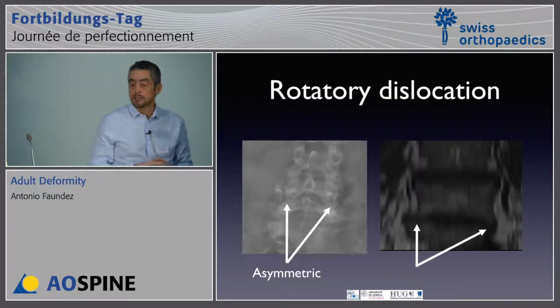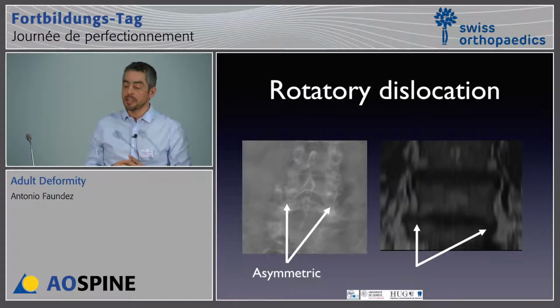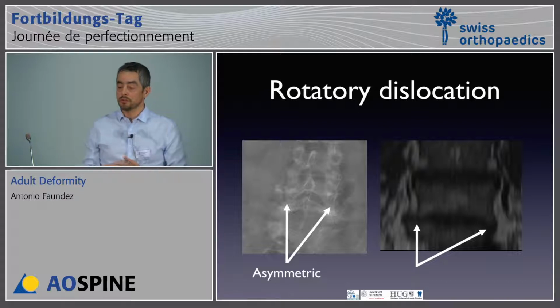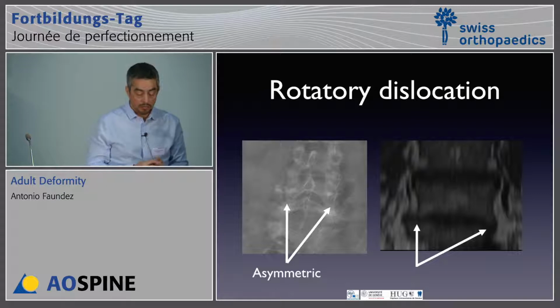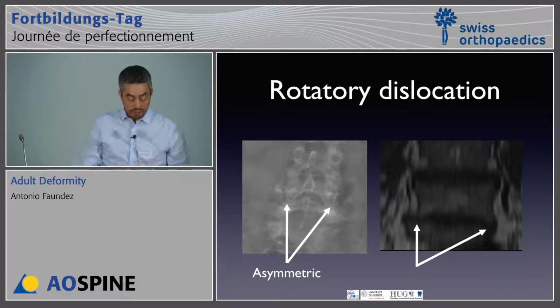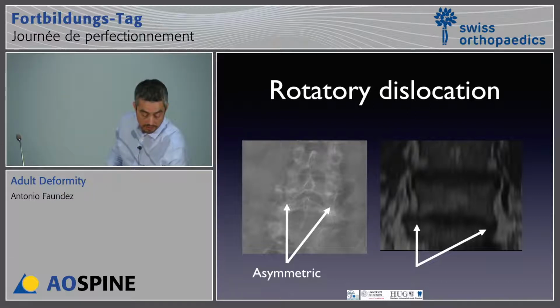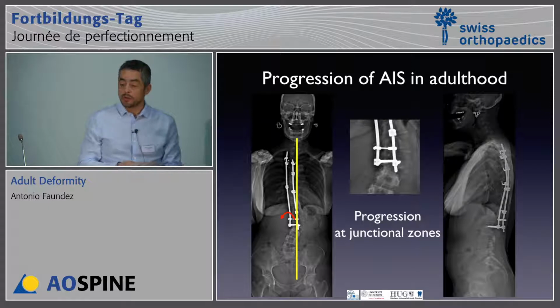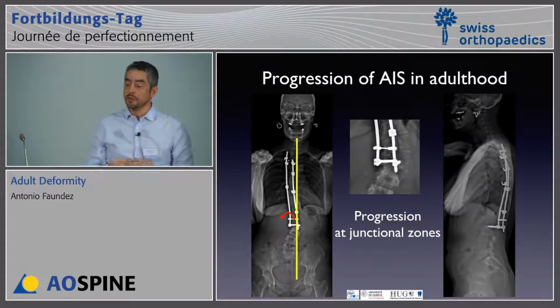Here's an image of this same patient. You see the asymmetry with an opening of the facet joint on the right side, and it's closed on the left side. And you have this shift in the coronal plane that shows the rotation on the MRI. This is a case of progression of adolescent idiopathic scoliosis in the adulthood.